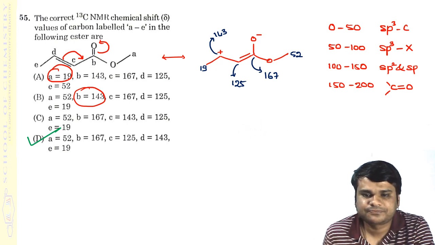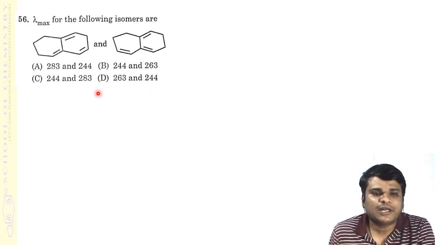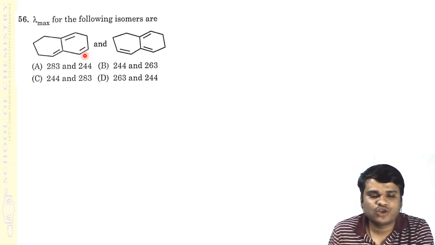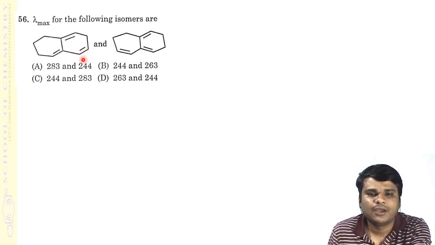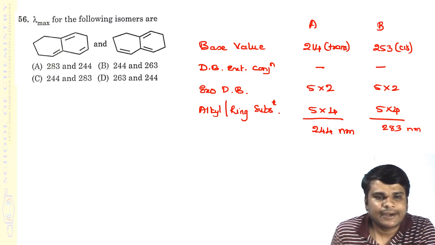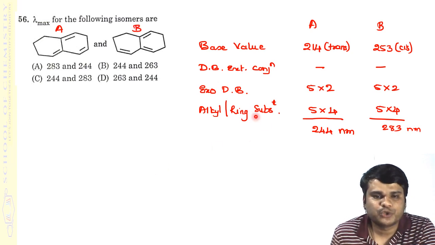Next question. This is based on Woodward-Fieser rules. It is a little memory based, you should remember the rules, otherwise it's not that easy to remember the structures and their corresponding lambda max values. How to calculate based on Woodward-Fieser rules, that you should know, right? So they have given two molecules, not even one, and let me call this molecule as, let's say, A and this molecule as B. So now I have shown the calculation.